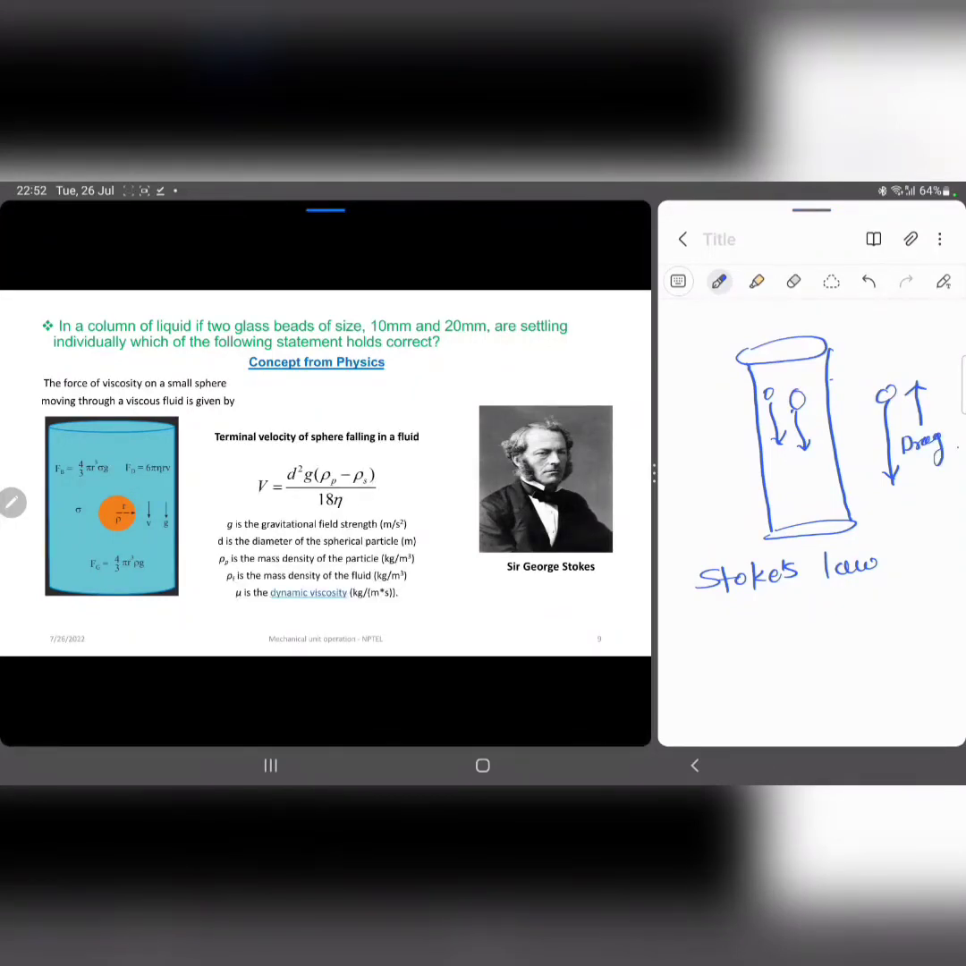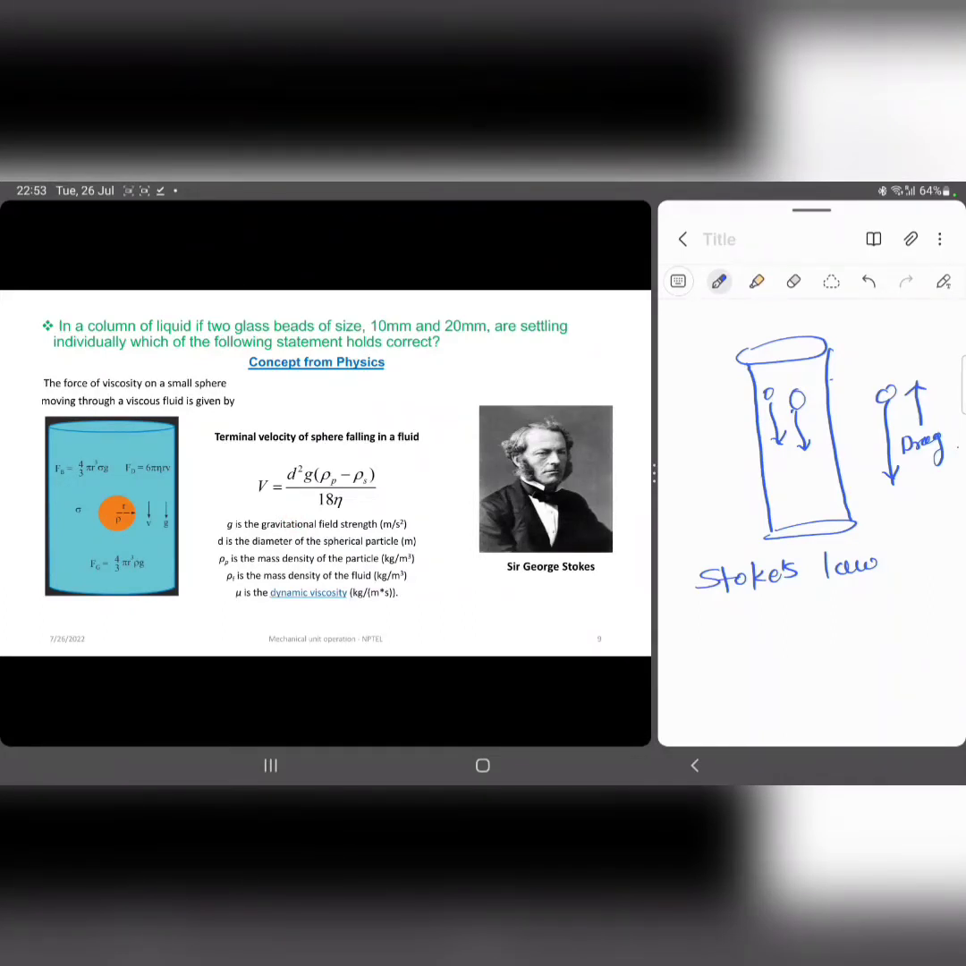Okay, so what is the equation? You might remember this equation. It comes from Stokes' law, and there is a small mathematical arrangement you have to perform. At the end, you will get the terminal velocity of a sphere falling in a fluid equation: V is equal to d square g (rho p minus rho f) upon 18 eta. Most probably everyone knows this equation. g is the gravitational field strength, d is the diameter of the particle, rho p and rho f are the density of the particle and fluid, and eta is the dynamic viscosity, or mu.